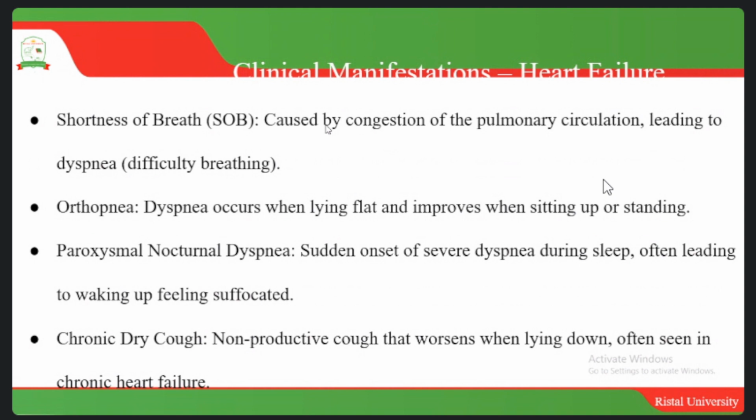So this can also be due to congestive failure, or it can be due to pulmonary edema, whereby there will also be difficulty in breathing, and it can also cause discomfort to the heart, which can also affect the heart when the patient is lying down. Next, more of a kind of nocturnal dyspnea.